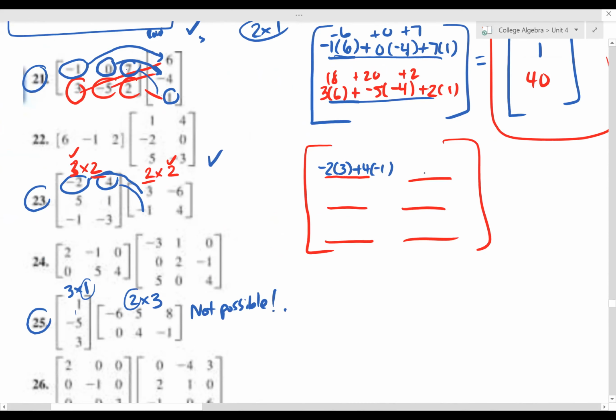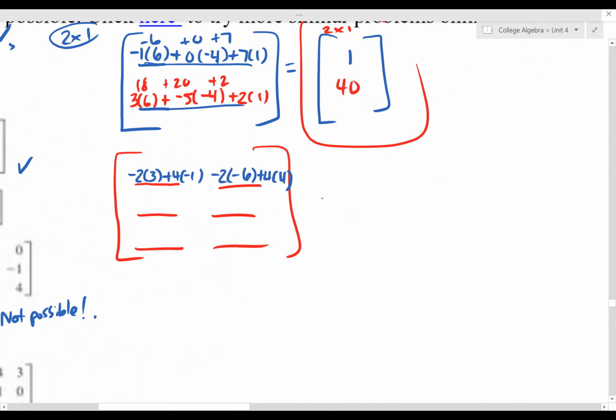Now, to get that second position over here, I've got to distribute to column 2. So now I'm going to do -2 times -6 plus 4 times 4. Okay. All right, so let's go ahead and fill in those first 2 positions in row 1.